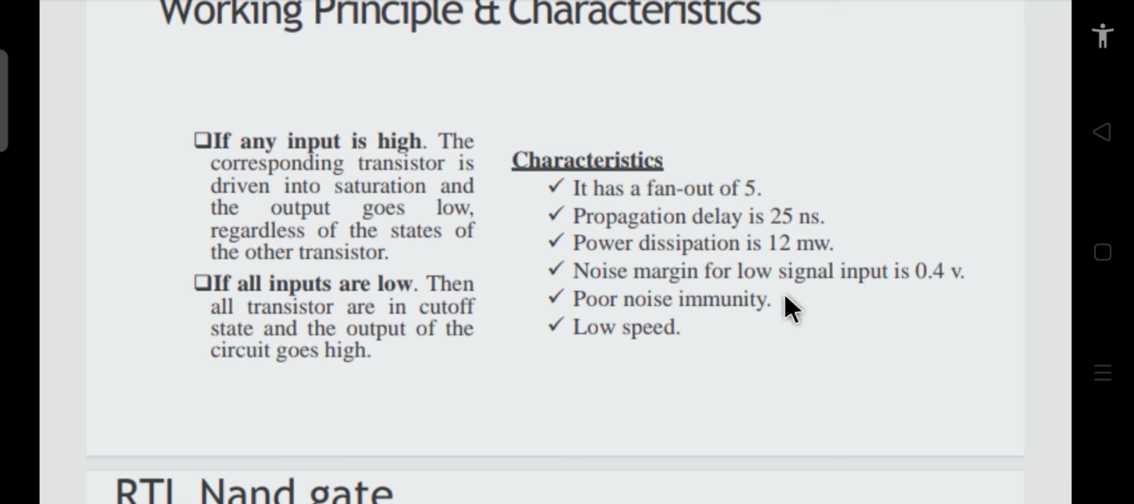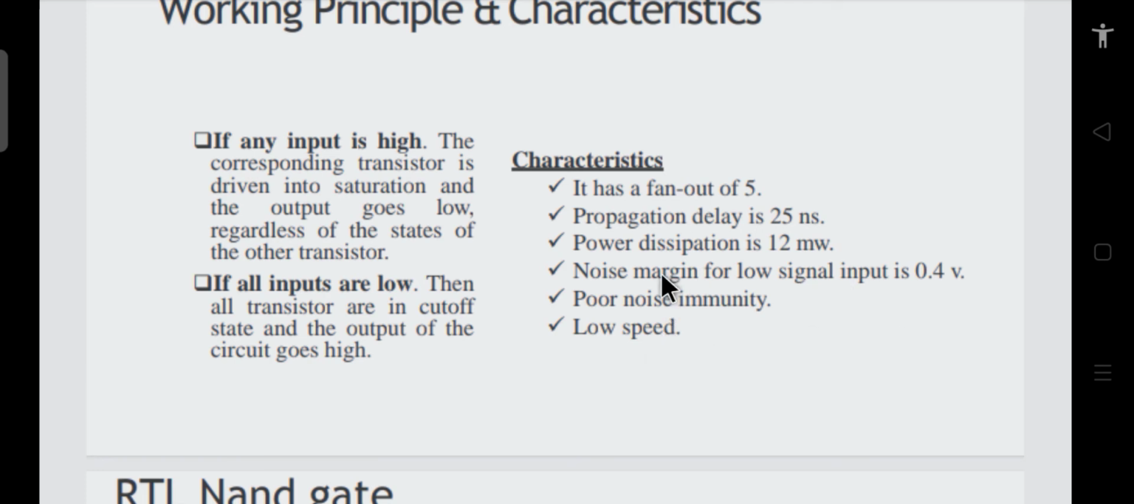They depend upon the voltage specifications and voltage levels you are using, the transistor levels, and the resistances which you are using. So overall the power dissipation is 12 milliwatts, and the noise margin for the low signal is 0.4 volt. So it does not have a very good noise margin, but still it offers some noise margin.